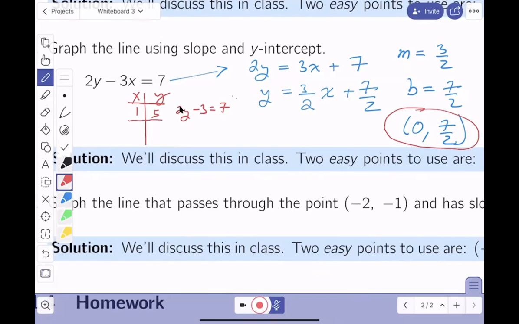All right, that's a nice easy number, by the way, 1 and 5. I like that better than 0 and 7/2. But you know what? We're still going to do what they said. I'm going to keep looking at this, and I'm going to take another number.